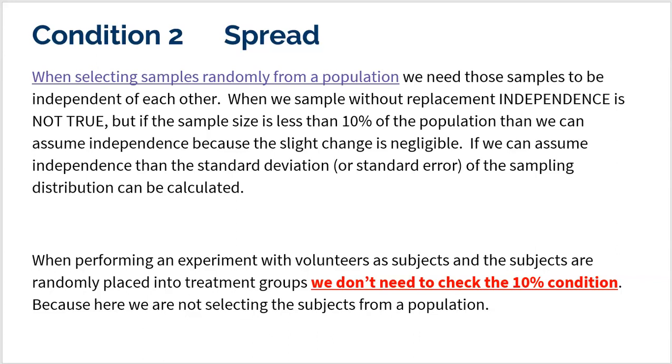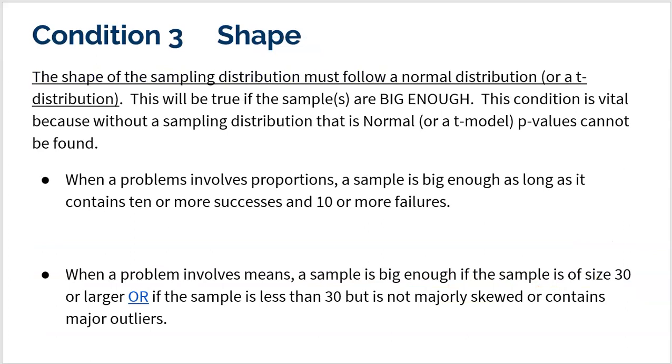There's one big kind of note here. A lot of kids forget about this, and that is if you're performing an experiment where you're using volunteers as subjects and the subjects are randomly placed into treatment groups, we actually don't need the 10% condition. Because in an experiment, again, you're not sampling randomly. You're not picking people from a population. In an experiment, you have your 50 volunteers, 25 get this, 25 get that. So you don't actually have to check the 10% condition only in an experiment, again, because you're not selecting people from a population.